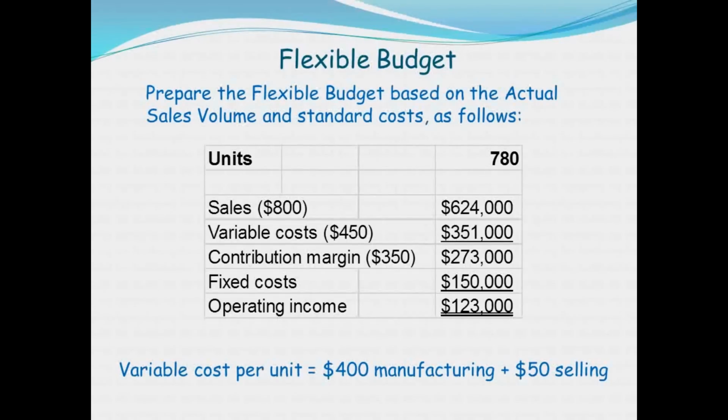Our variable costs were $450 per unit in the same way. So we would have expected 351,000 in variable costs at this sales level. Our fixed costs, we know it was 160, but because sales are reasonably close, and that's our discretion, we're just going to use the 150 in this analysis. We're not going to use the 160. So we would have expected our operating income to have been 123,000, everything else being equal.